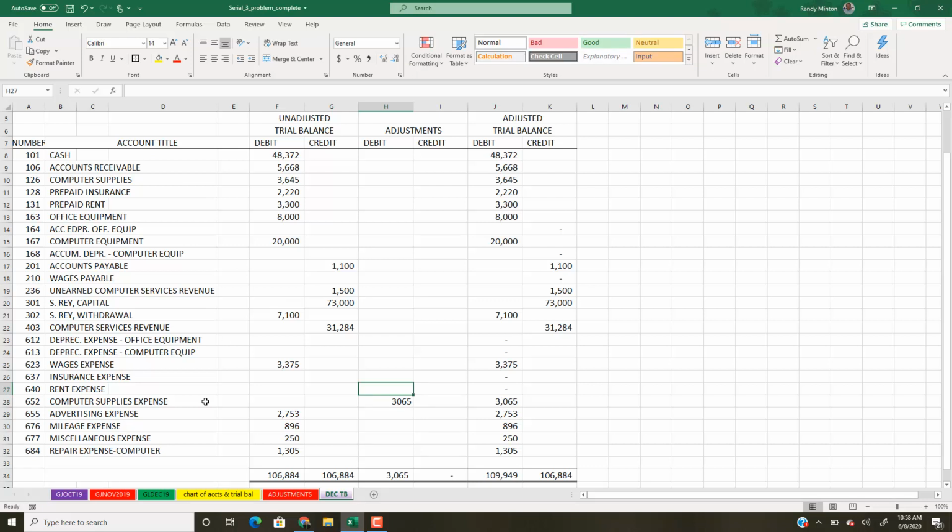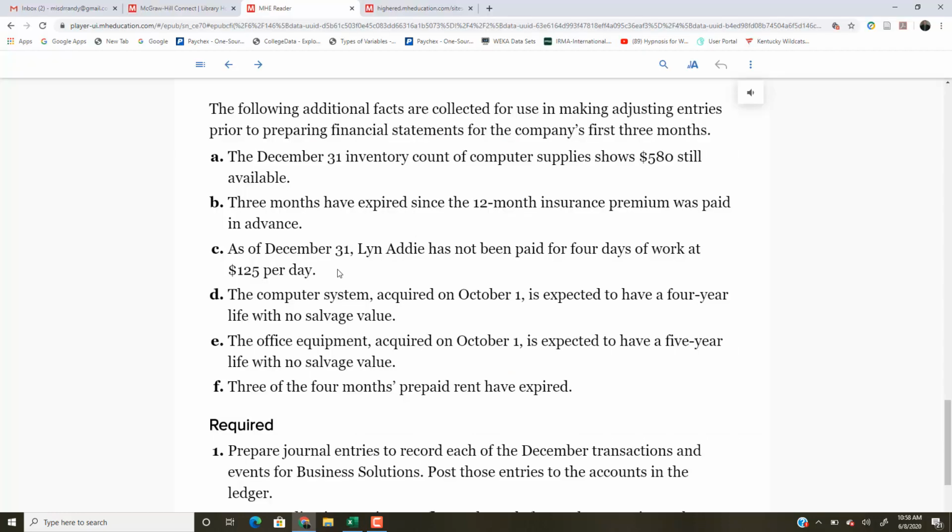And notice now that computer supplies expense, which didn't have a balance before, now has a $3,065 balance. Now, the other side of it is going to be a credit to the computer supplies themselves, the asset. I've got to reduce it for the amount that's no longer there. And you notice it told me that I had $580 worth remaining. So now on my adjusted trial balance, in my asset, computer supplies, I have $580. Okay. All right.